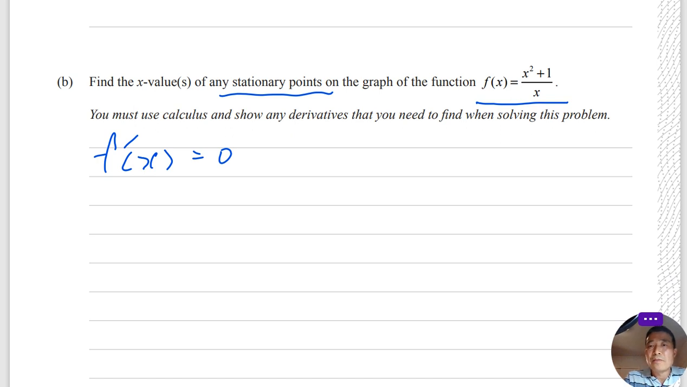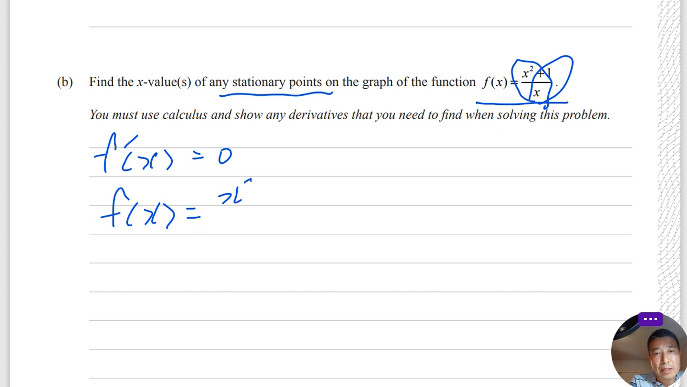Now, to differentiate this, there are two ways. Well, it's a rational form, right? So you can use a quotient rule, but there is an easier way. So I always teach using the easier way to solve problems. All right. So why don't we separate them like this? So f of x becomes, the first term is x squared. I'm gonna write it down. Right. So you can separate like this.